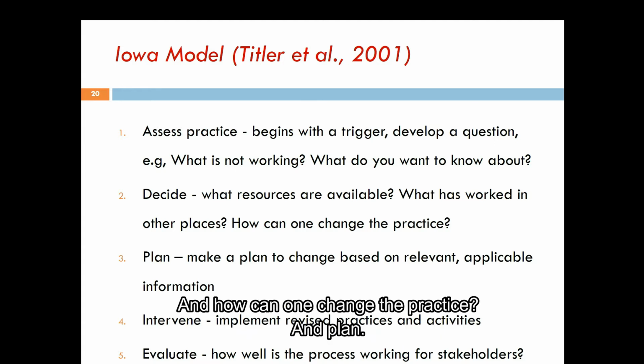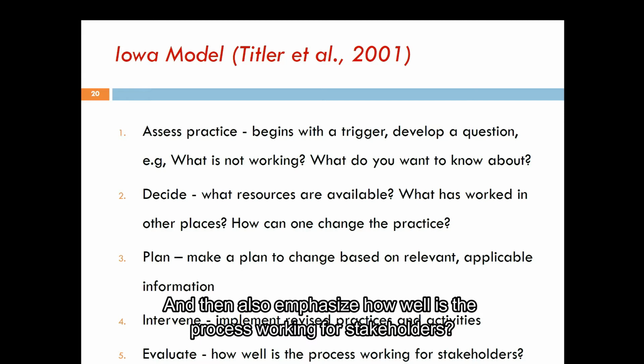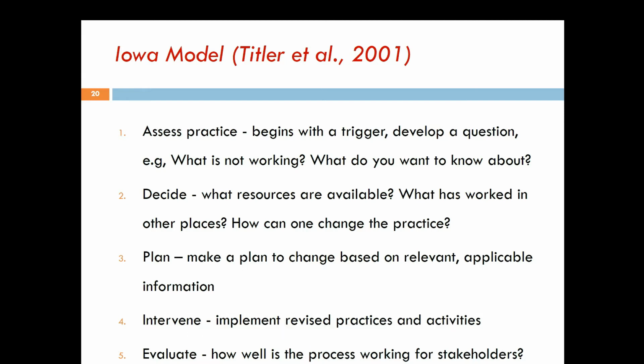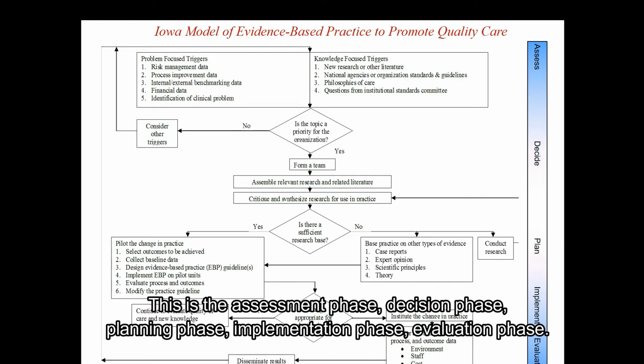And how can one change the practice? Make a plan to change based on relevant, applicable information, do the intervention, and then evaluate. And then also emphasize how well the process is working for stakeholders. So it also comes up with phases and decision trees that we can follow. This is the assessment phase, decision phase, planning phase, implementation phase, evaluating phase.